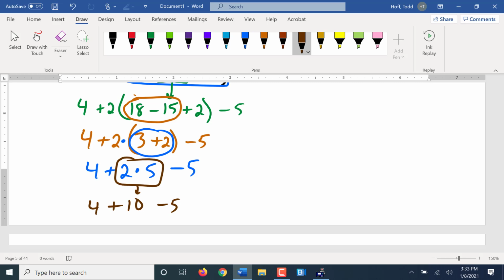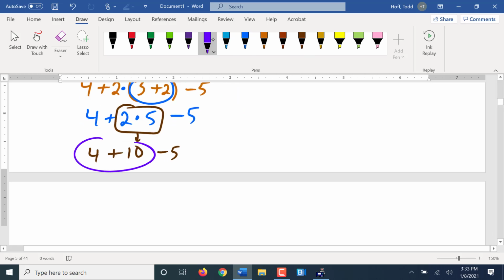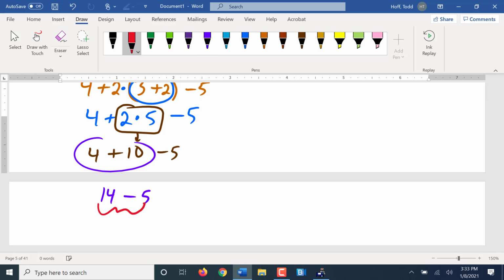Now it's all addition and subtraction, so we will go left to right. So 4 plus 10 is 14. 14 minus 5 is 9. So that comes out to 9.